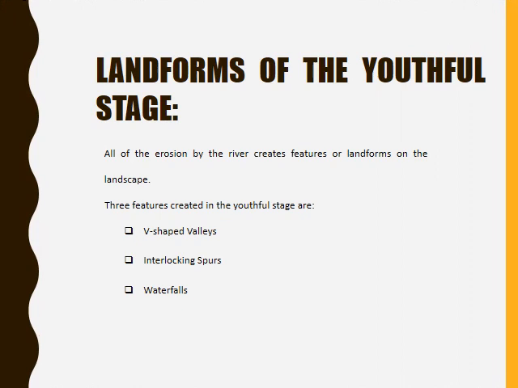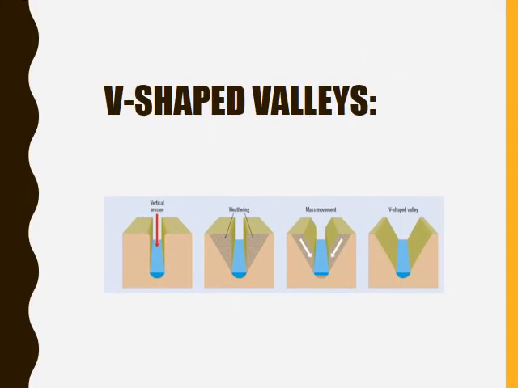Of the youthful stage, all of the erosion by the river creates features or landforms on the landscape. Three features created in the youthful stage are V-shaped valleys, interlocking spurs, and waterfalls. V-shaped valleys. Here you can see there are four stages which show vertical erosion. The second one is weathering, the third one is mass movement, and the last one is the V-shaped valley.